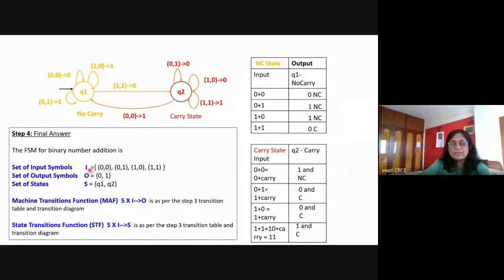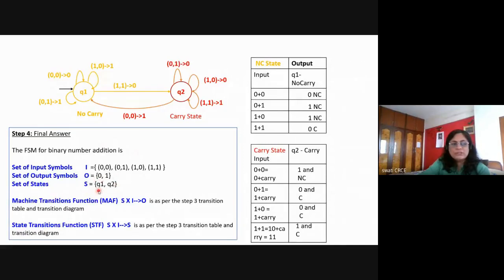So it is a set. Set means the elements are separated by using a comma. My first element is 00 in the bracket, the second element is 0, comma 1. Or you can have another separator character such as 0 hash 0, but then you will have to do some calculation for hash, which we are ignoring for basic level problems. So 0 comma 0 means 0 plus 0. So four types of input are there. The output is either 0 or 1, and the states are q1 and q2.